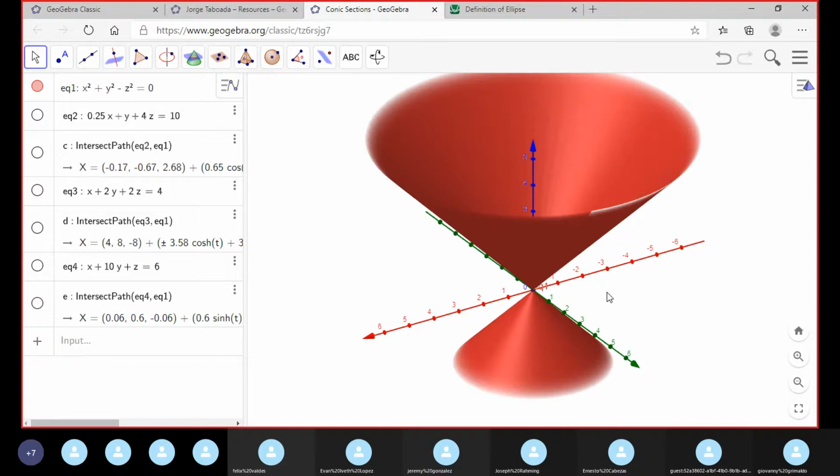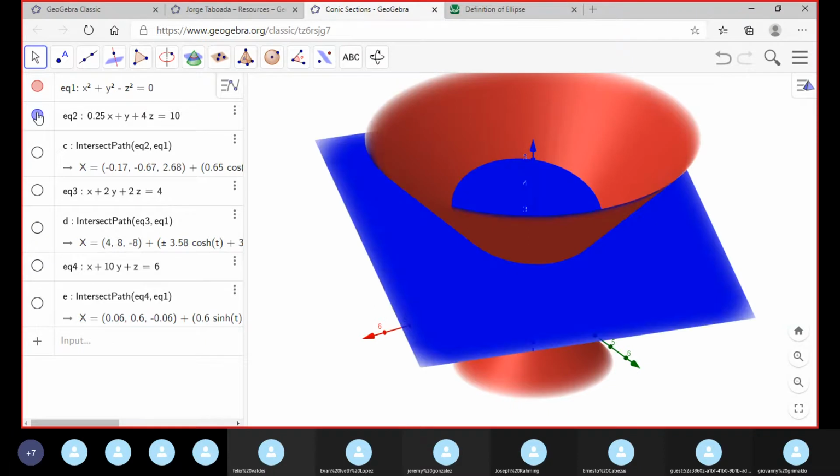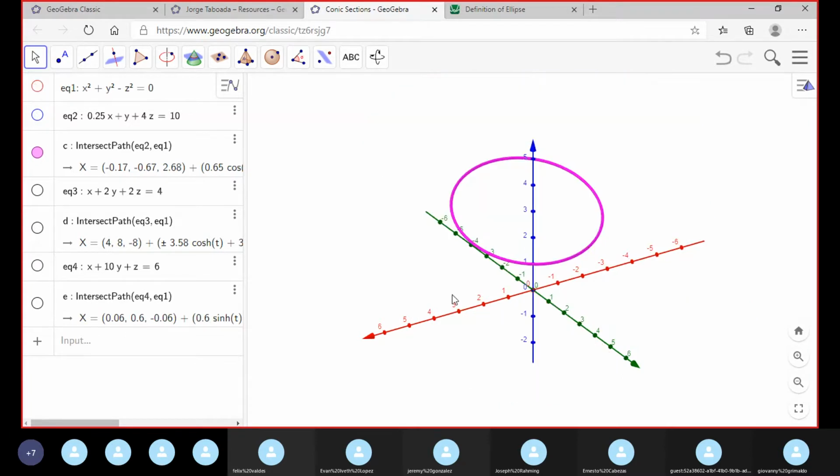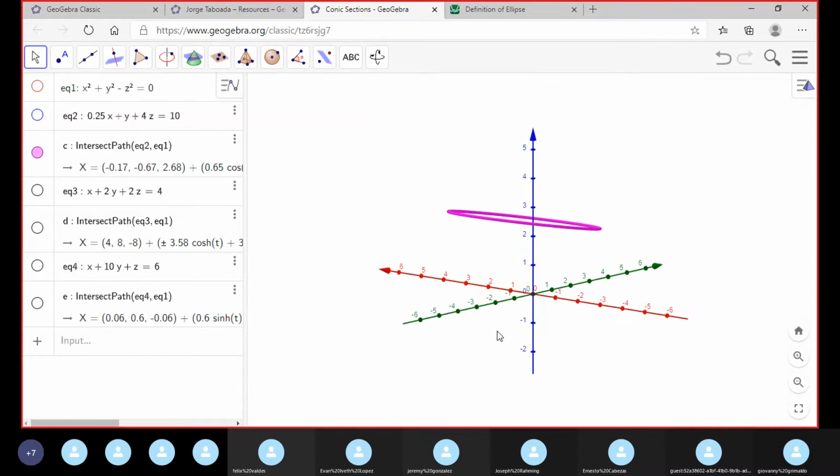So I want to intersect this double cone by one plane. The plane is this, boom, blue plane. The curve formed by intersecting the double cone and the plane is something like that. You see in pink color. However, in order to see much better, I want to delete the plane. I want to delete the double cone. Boom. And you can see the curve now.